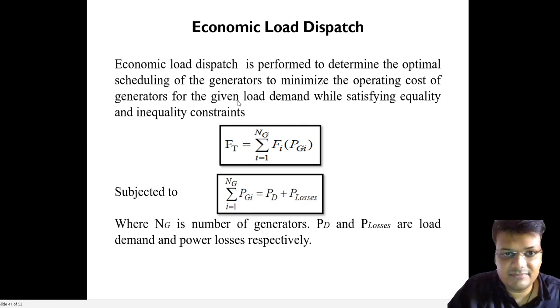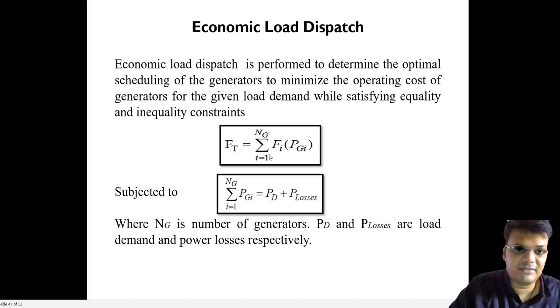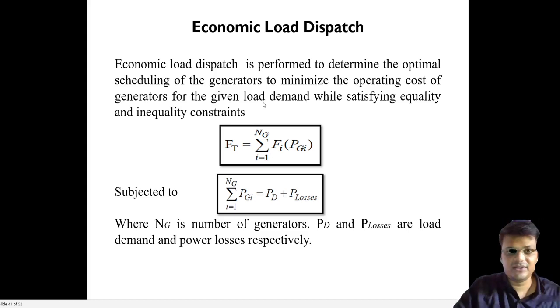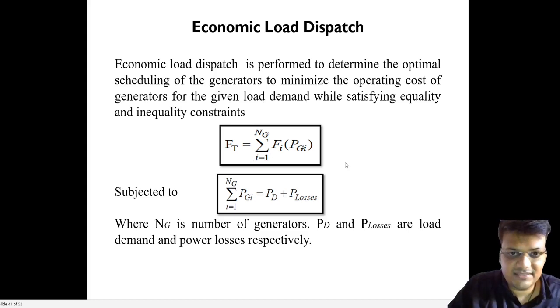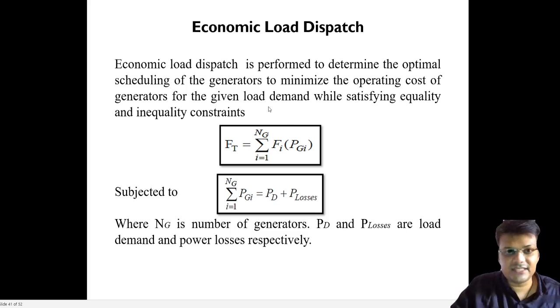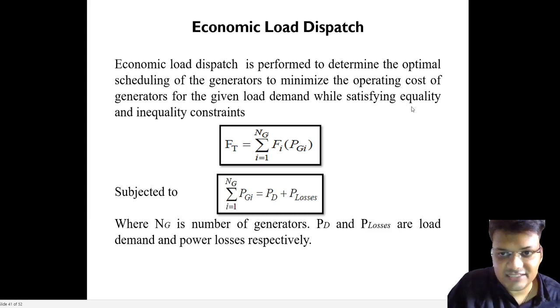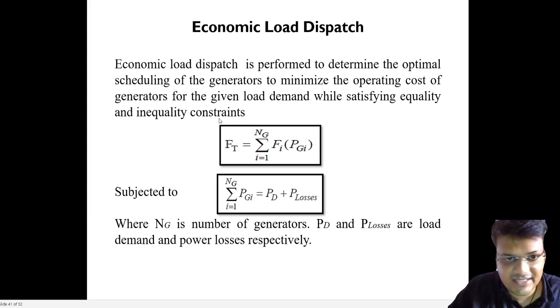For the given load demand, it is very important. Suppose we want to minimize the power plant generation but we are not fulfilling the load demand, so it is not possible. We have to fulfill the load demand, and after that we have to minimize the cost. That is why it is a very important research area topic, while satisfying the equality and inequality constraints. Here is the equality constraint. I will discuss the inequality constraint later.